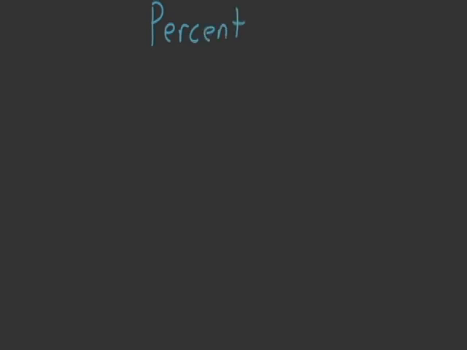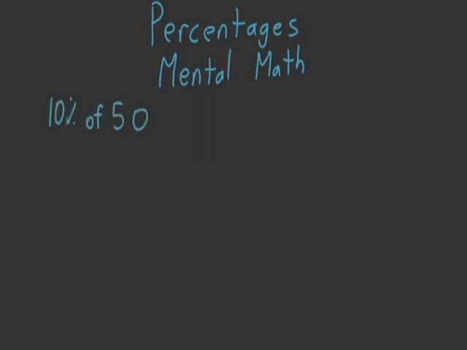Hey grade 7s, today we're going to talk about percentages and how we can use mental math to make certain calculations. So, if we had a number like 50 and we wanted to find out 10% of that number, we would go 10% is the same as 1/10. We'd take 1/10 and multiply it by 50, and that would give us 5.